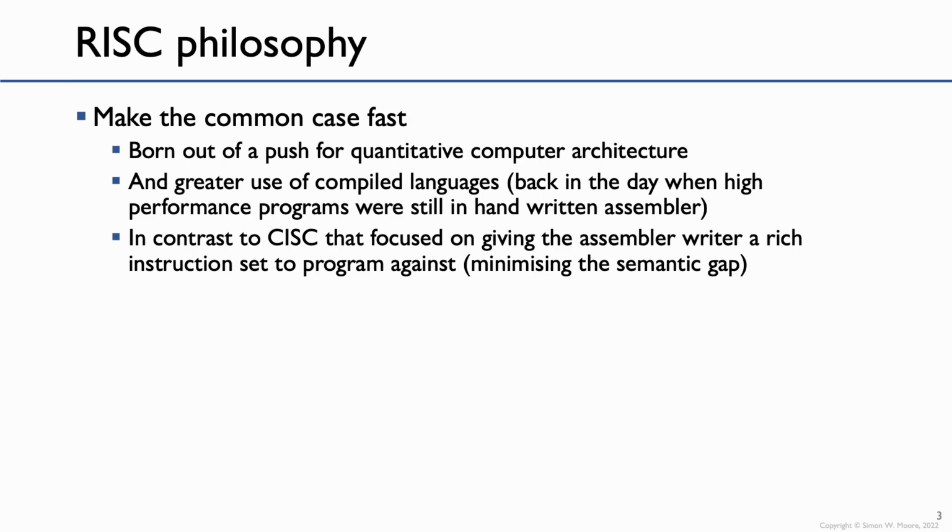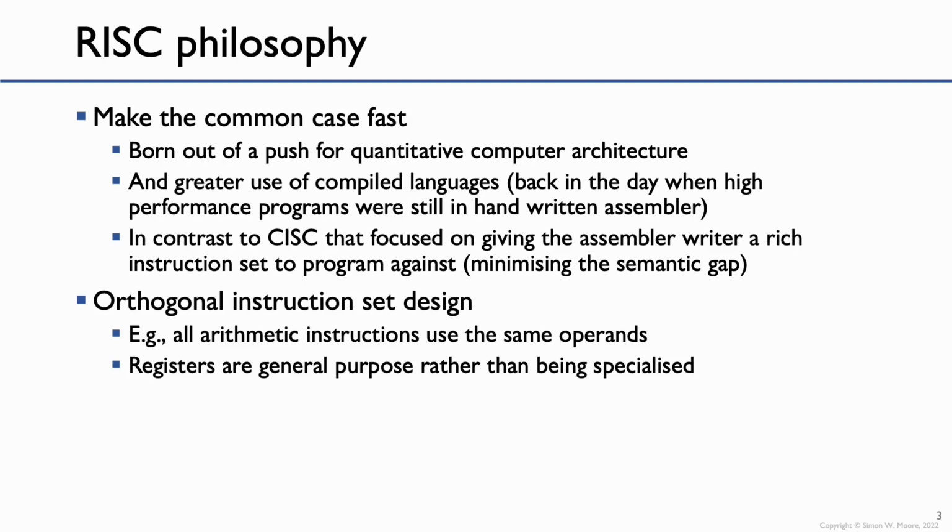Now, this seems obvious to us now, but actually back in the old CISC days, there was much more focus on giving the assembler writer a rich instruction set to program against and minimizing the semantic gap. And really what happened is when researchers at IBM principally started looking at how to build simpler processors for an application, they realized that they could also make them go faster, and that the instruction set should be a good target for a compiler rather than a good target for the assembler writer.